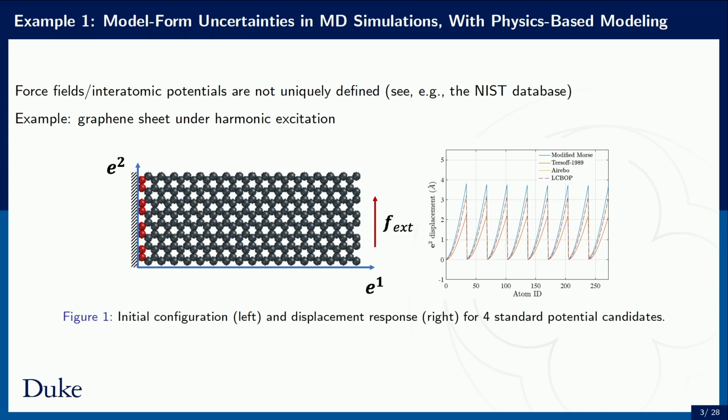Just to give you a particular example, if you take a simple graphene sheet with a harmonic excitation, and you select typical potentials used for graphene, this is an example of the displacement you get for a particular atom if you go through the Morse potential, the Tersoff potential, the AIREBO potential, or the LCBOP. I don't know if you can see that, but the difference is huge. This one is almost 2. This one is almost 4.